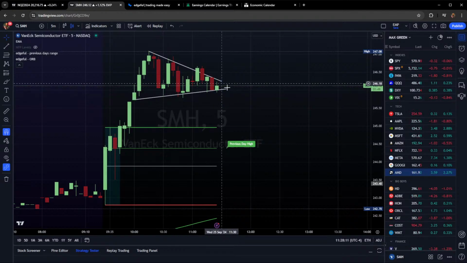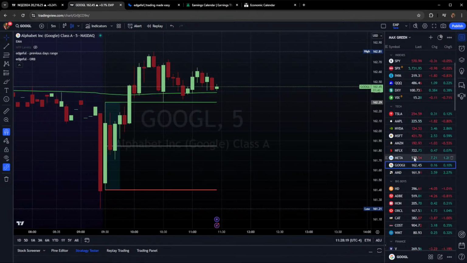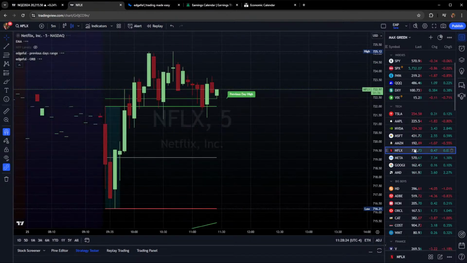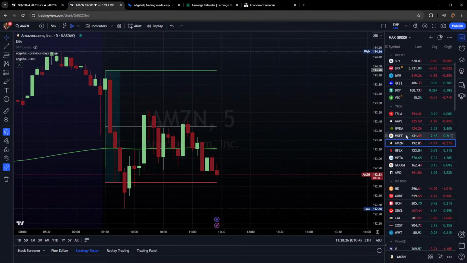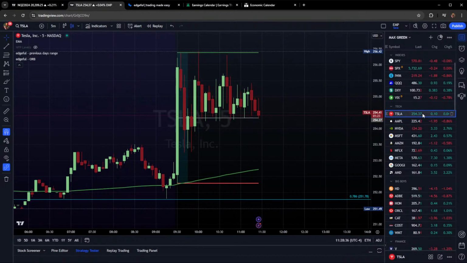Semis are getting really, really tight right here. SMH is the semiconductor ETF. Amazon's weak. Apple, very weak. Look at this. This is helping our case right now. Look at this midpoint of the ORB. I put a whole thread out on this.